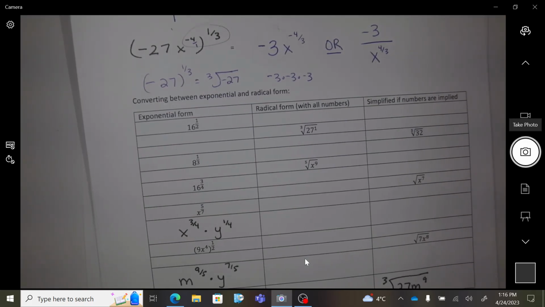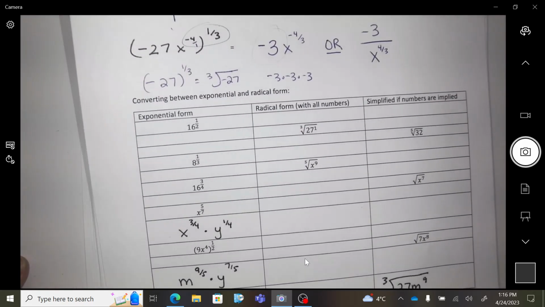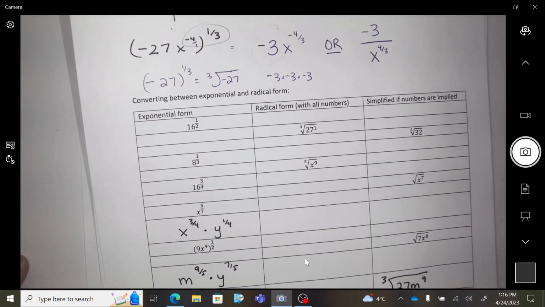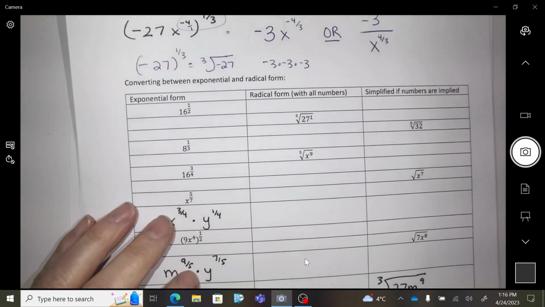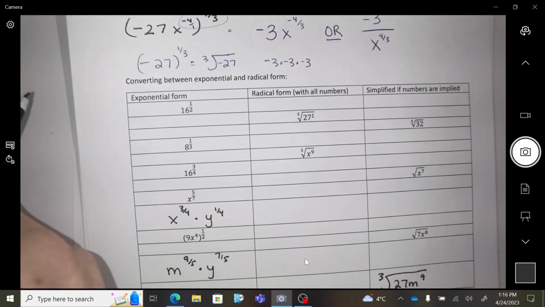Okay, converting between radical and exponential form. Everyone found that spot? Okay, 16 to the 1/2. We actually learned this last time. What does an exponent of 1/2 even mean?